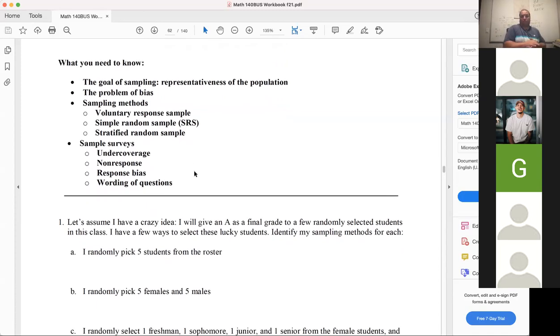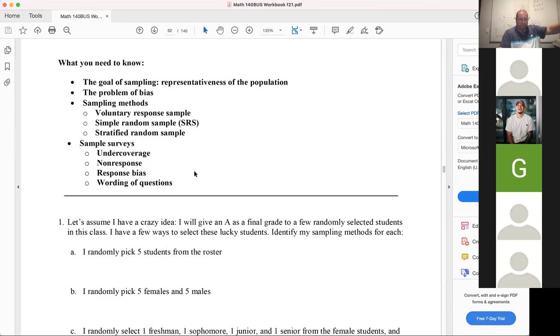So what is the goal of sampling? Obviously, we take samples because we want to infer something about the entire population from the sample. We have different methods of sampling and different problems with sampling that we want to avoid as best as possible. So number one, let's assume I have a crazy idea. I will give an A as a final grade to a few randomly selected students in this class. I have a few ways to select these lucky students. Identify my sampling method for each.